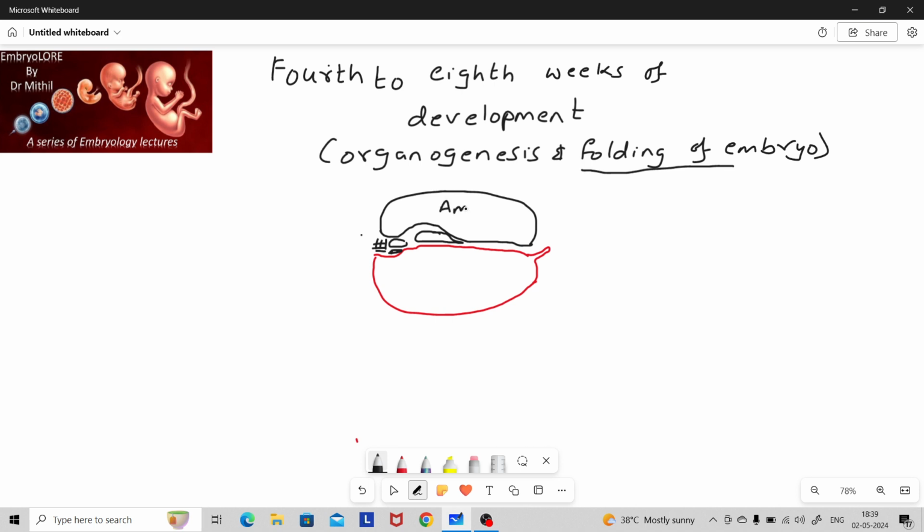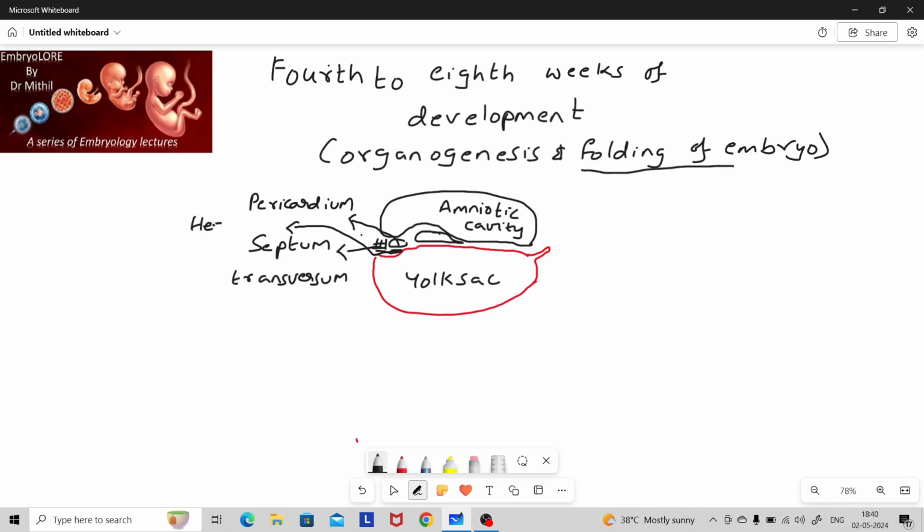So this is the amniotic cavity, this is the yolk sac, and here this is the septum transversum. Here there is the pericardial cavity, and just a line-like structure, that is the heart tube. So this is the embryonic structure.